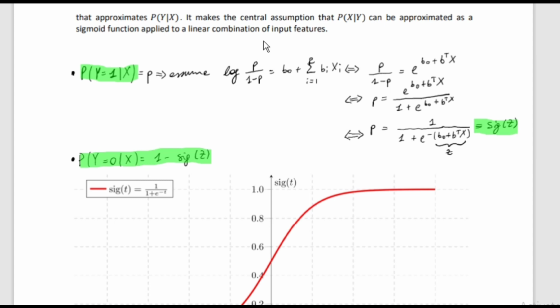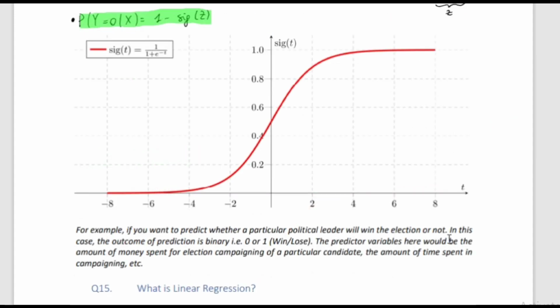So this will be the sigmoid z function. We call it z. P(y=0|x) is equal to 1 minus sigmoid of z. Sigmoid of t is equal to 1 by 1 plus e to the power minus t. So this is the graph of sigmoid t.